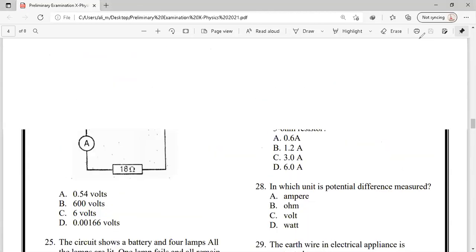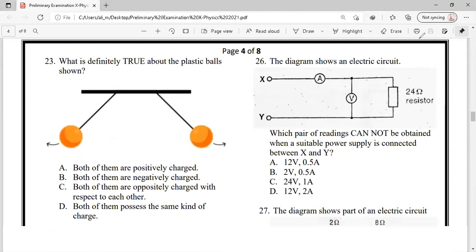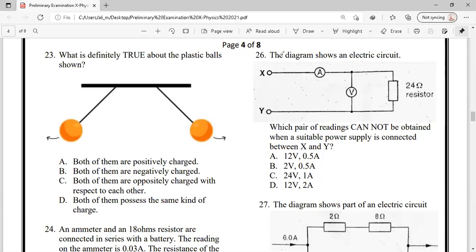Let's see question number 26. So this is our question number 26, in which X and Y are two terminals and an ammeter is connected to the live wire and a resistor or a load of 24 ohms. And a voltmeter is connected in parallel. Which pair of readings cannot be obtained when a suitable power supply is connected between X, Y?